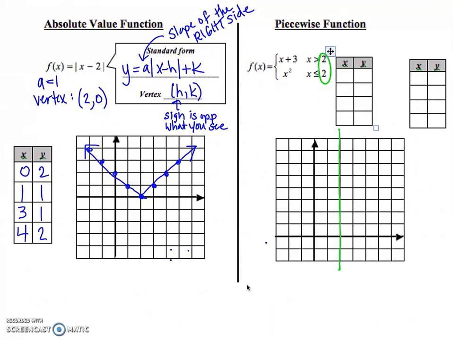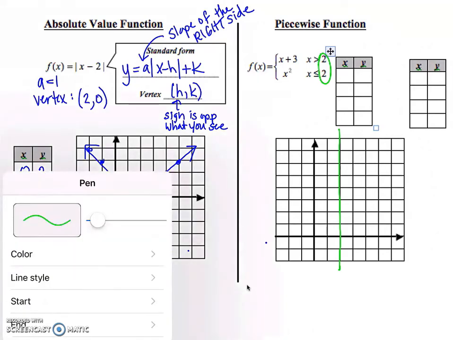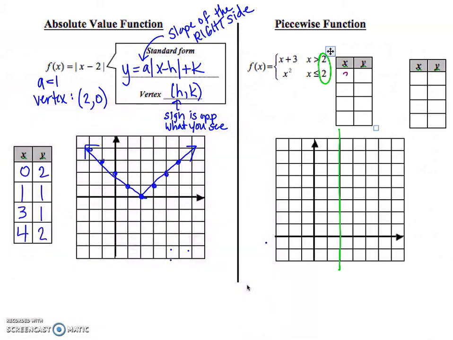So x is greater than 2 tells me that the line x plus 3 just lives where x is greater than 2. So if I wanted to make a table, I would just choose x values that are bigger than 2 and plug them in. So how about 3, 4, 5, and 6? And this is for f of x equals x plus 3. So now I'm just going to plug these in. 3 plus 3 is 6, 4 plus 3 is 7, 5 plus 3 is 8, 6 plus 3 is 9, and I can go ahead and plot these points.